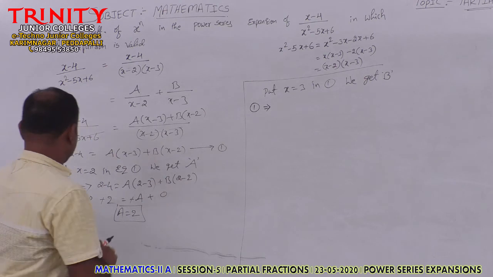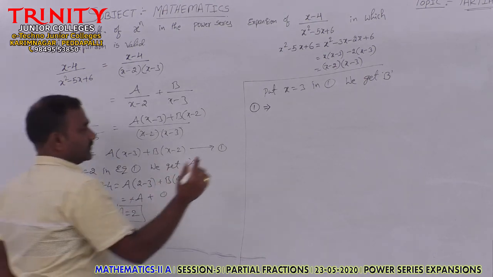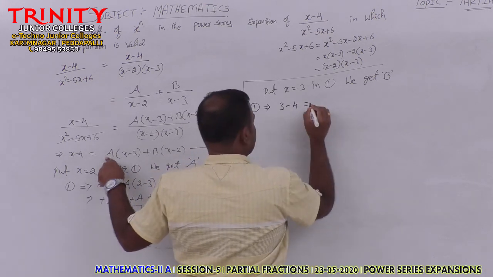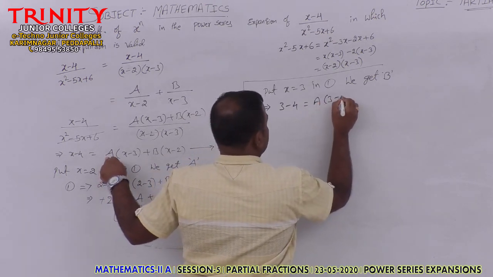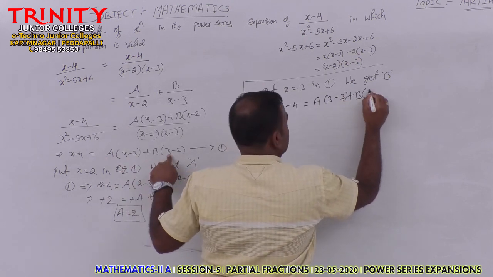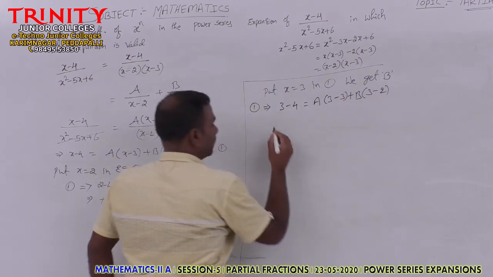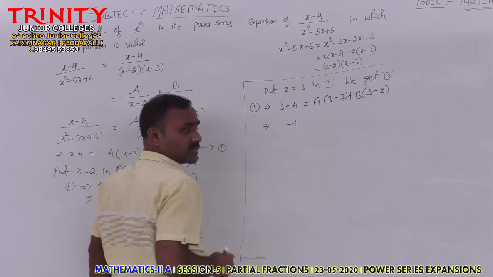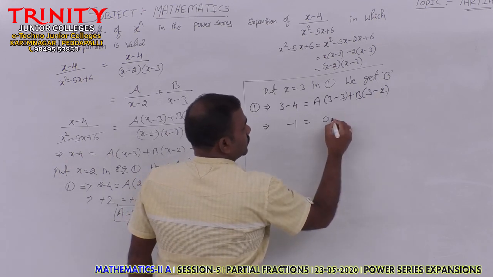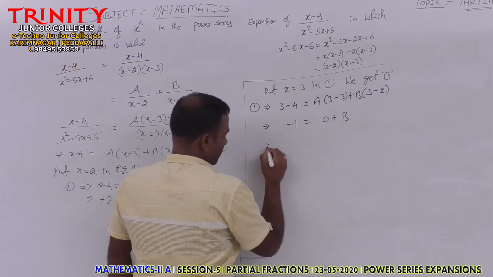X is equal to 3. On the left side, it is 3 minus 4. Now comes to the right side, a into 3 minus 3 plus b of 3 minus 2. 3 minus 4 is minus 1. This is 0. 3 minus 2, that is nothing but 1, b.